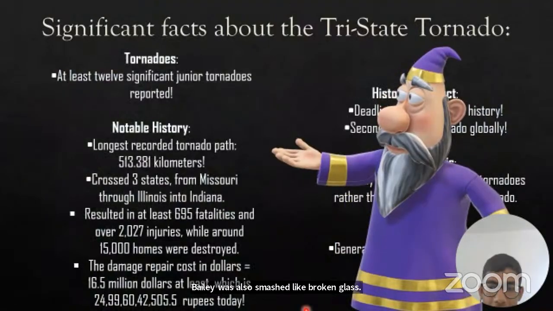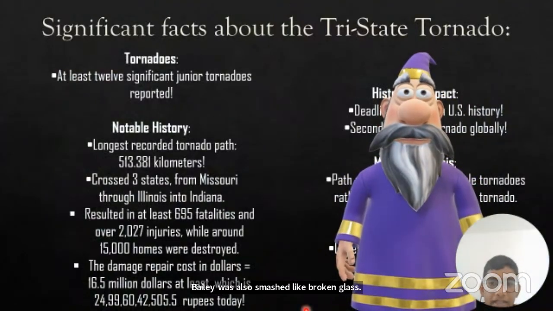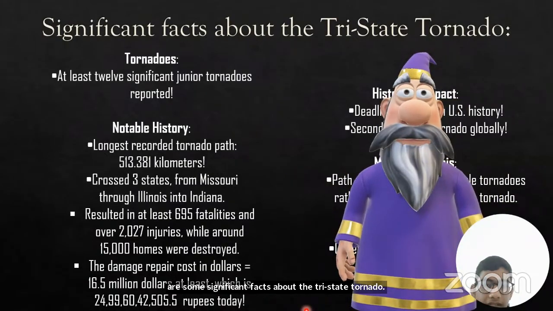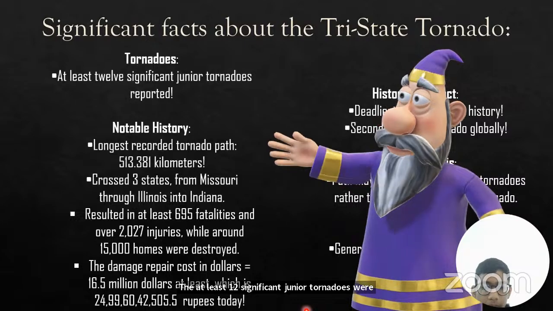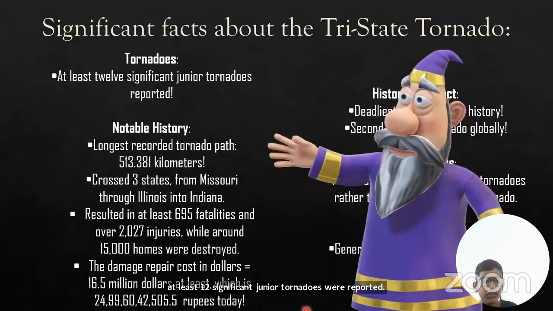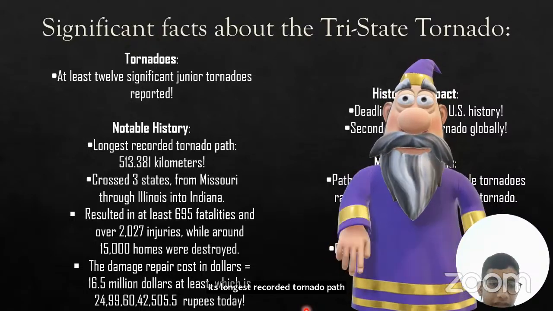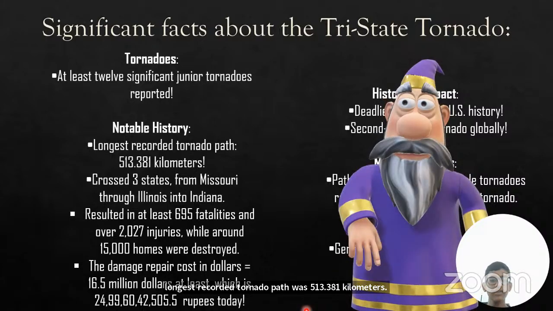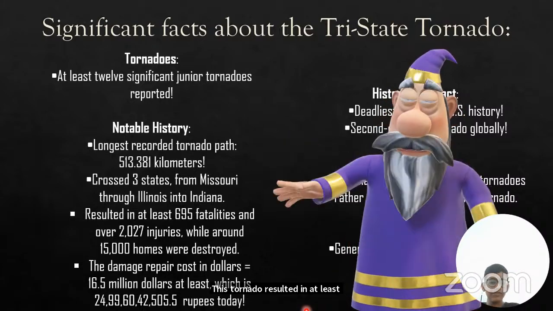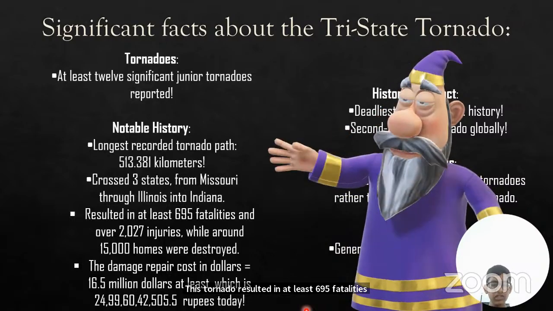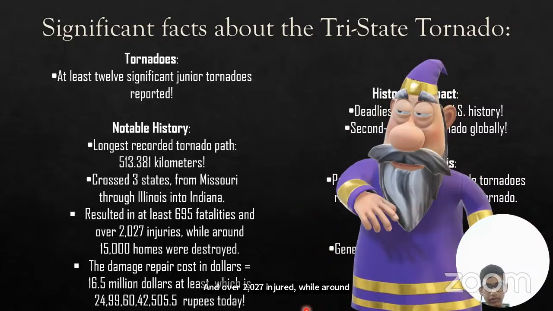These are some significant facts about the tri-state tornado. At least 12 significant junior tornadoes were reported. Its longest recorded tornado path was 513.381 kilometers. This tornado resulted in at least 695 fatalities and over 2,027 injured, while around 15,000 houses were destroyed.